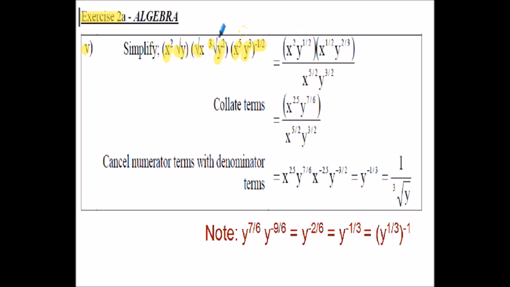You don't need the brackets in the first two terms here. These brackets could be ignored, but you do need the brackets in the third term because it's to the power of negative a half.